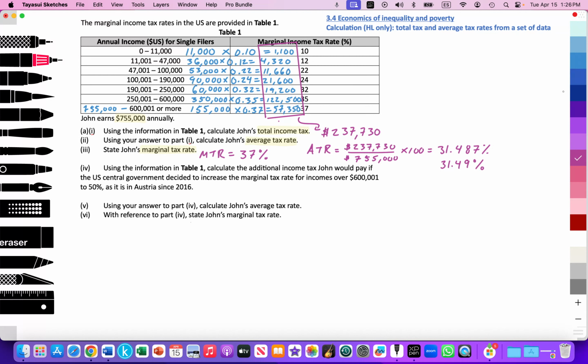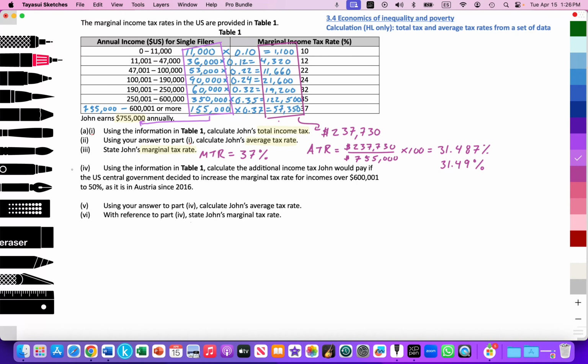In addition, just to double check your work, another little strategy to make sure that your calculations were correct: you can also add up these numbers here, 11,000 on down. When we add all that up, that should be equal to the total income of John. So 11,000 plus 36,000, 53,900, 60,000, 350,000 plus 155,000 is going to equal 755,000. Great. So now let's move on.